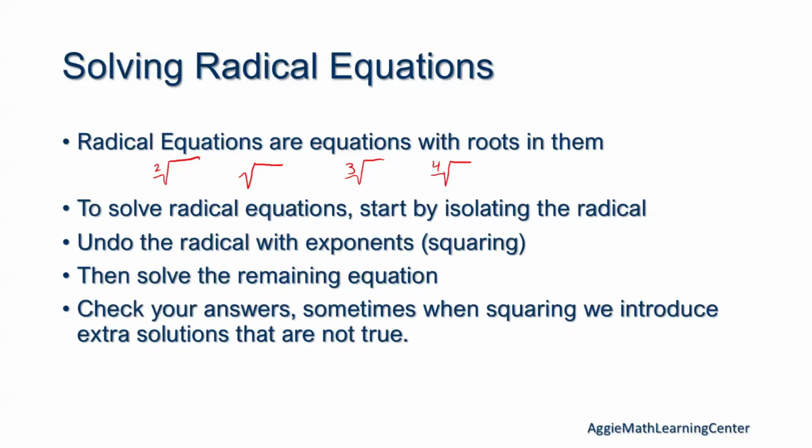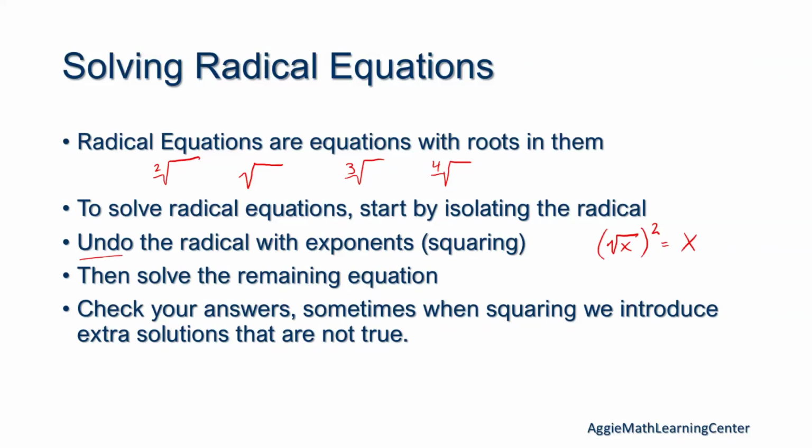To solve these, we're going to start by isolating the radical. Wherever the radical is, we're going to have it be by itself on one side of the equation. We're going to undo the radical with exponents. Remember that if we have the square root of x and we square it, raising it to the power of 2, that gives us just x. It undoes it. Then we'll solve the remaining equation.